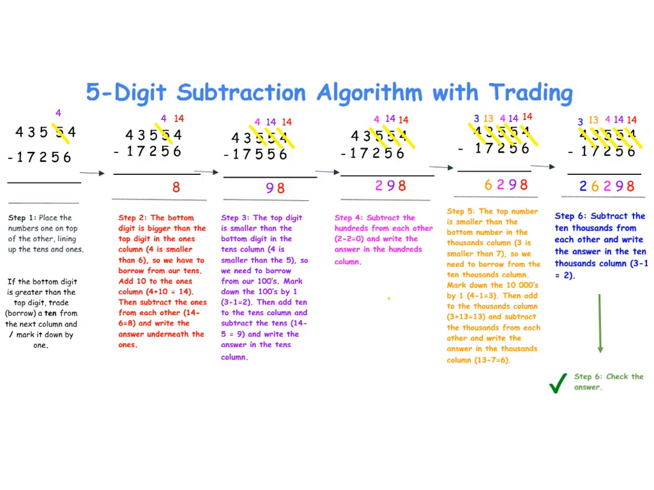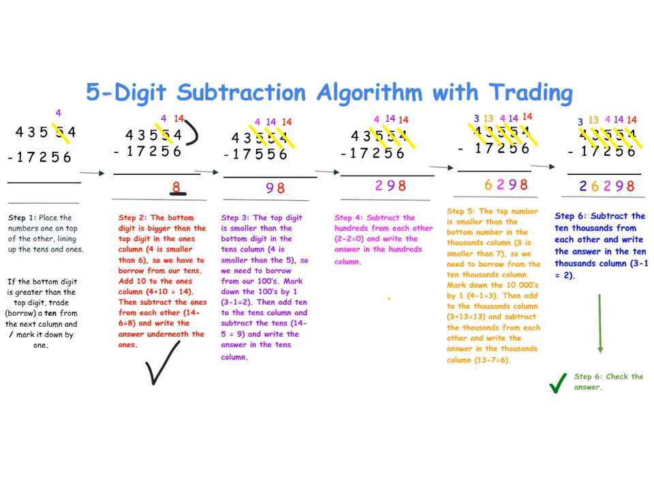The first thing I'm going to do is place my numbers one on top of each other. Now, if the number on top is smaller than the number on the bottom, then I'm going to need to trade from the column to the left. Let's look at step 2 now. The bottom digit is bigger than the top digit, so I need to borrow from the tens. I need to borrow 1, cross it out and make 4, and then carry that into the ones column. Then I'm going to take 14 take away 6 and write my answer below.